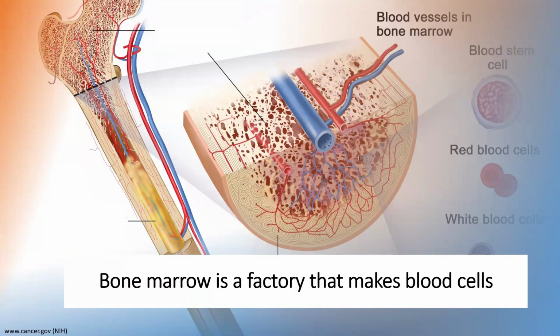So this is a cartoon of what a bone marrow will look like, and it's exactly what you would expect. It's inside the bones, particularly our long bones and pelvic bones, and it's this spongy material, and there's blood flow and vessels and stuff like that. And it's really just a factory that makes all of our blood cells that we measure in the blood.